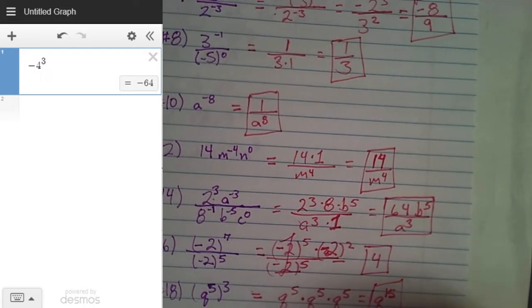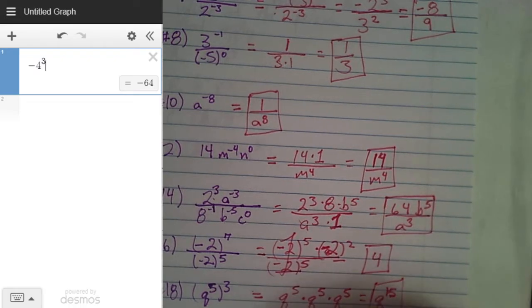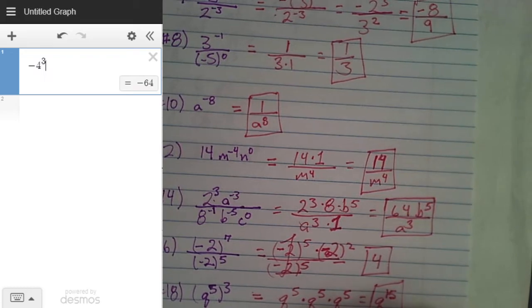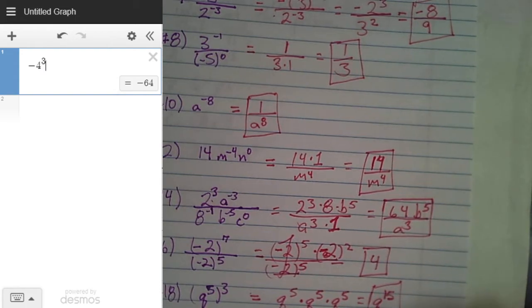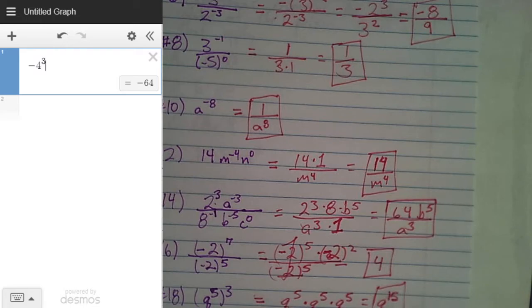Here's some more similar things. So c to the 4th times c to the 3rd would give us c to the 7th on top over c to the 6th. And we get c to the 7 minus 6, which is just c to the 1st, which is c, because we don't have to write that.